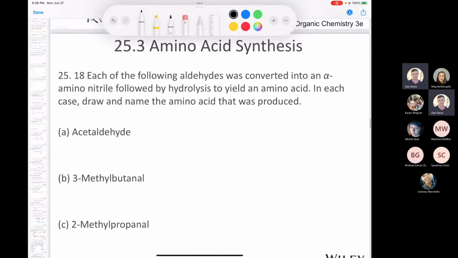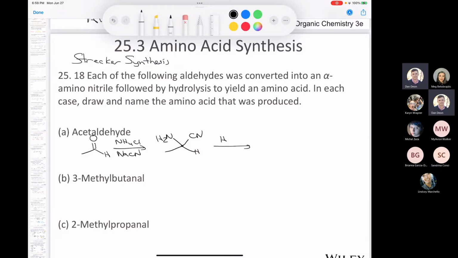Let's take a look at a couple more, then we'll call it a day. It says, each of the following aldehydes was converted into an alpha aminonitrile followed by hydrolysis to make an amino acid. So this is the Strecker synthesis, just like the last one. Draw and name the amino acid that was produced. Let's start with acetaldehyde, just a 2-carbon aldehyde. It's the second simplest aldehyde there is after formaldehyde. So we're going to treat that with ammonium chloride and sodium cyanide. We're going to end up with the alpha aminonitrile. So we have the nitrile here. We have the amino here.